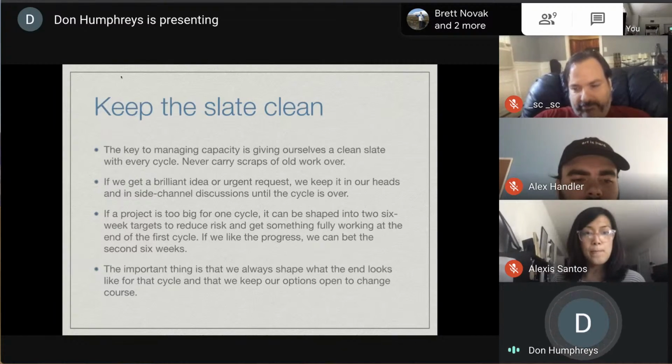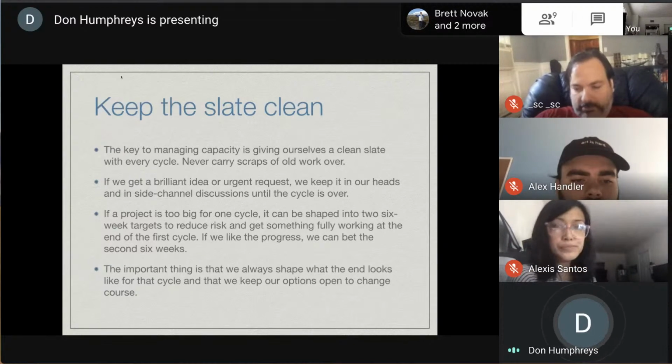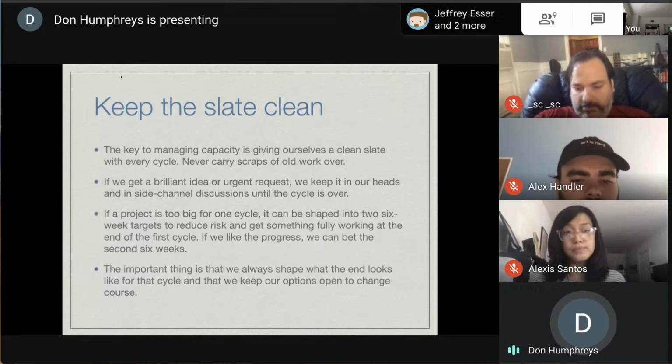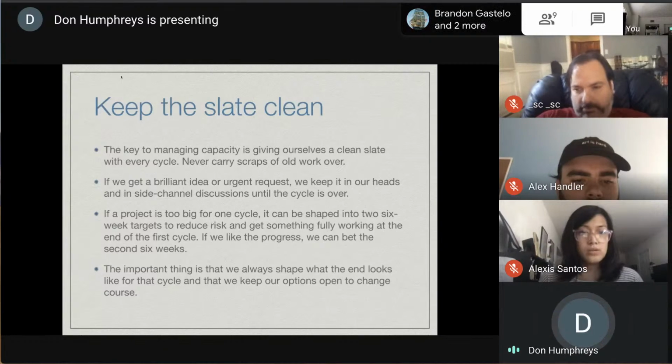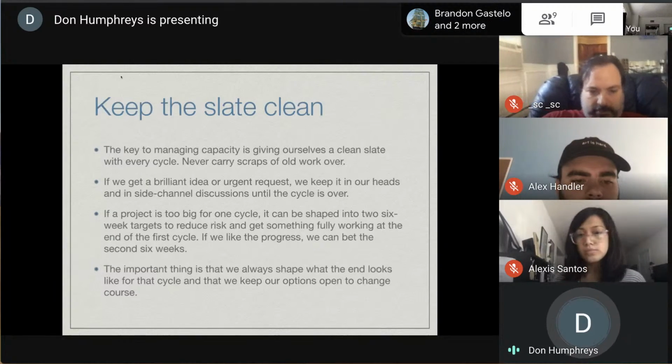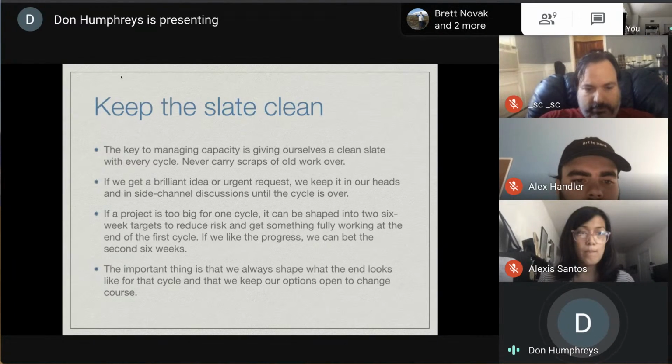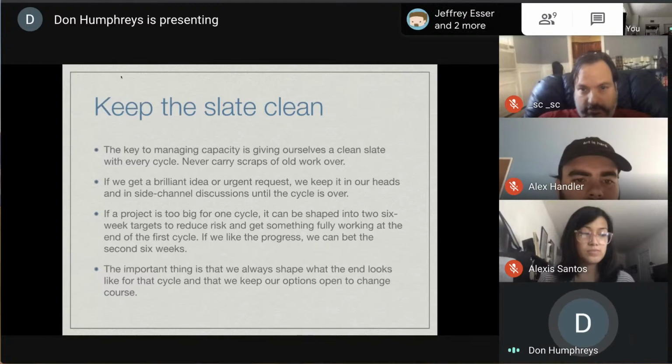If a project's too big for one cycle, then it could also be shaped into two smaller targets to reduce risk and get something fully working at the end of the first cycle. Then, if you like the progress, you can bet on the second six weeks for that project. The advantage here is you actually get something at the end of the cycle, and then you can decide, hey, is it worth it to actually finish it or not, or delay it. But the important thing is that we always shape what the end looks like for the cycle, and we always keep our options open to change course.